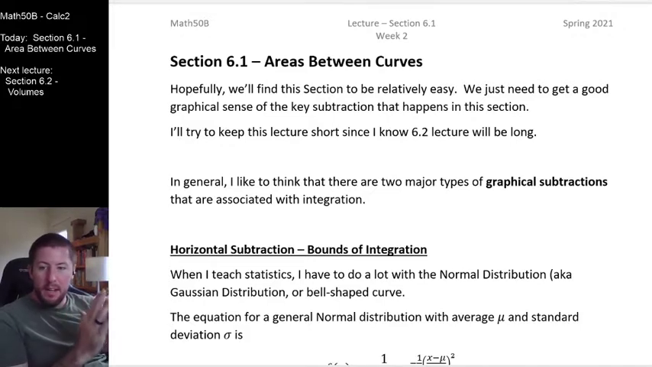We are here for our first video associated with week 2, at the end of week 1. Today we're going to look at section 6.1, beginning chapter 6. So just kind of want to say a couple things before we get started on this.